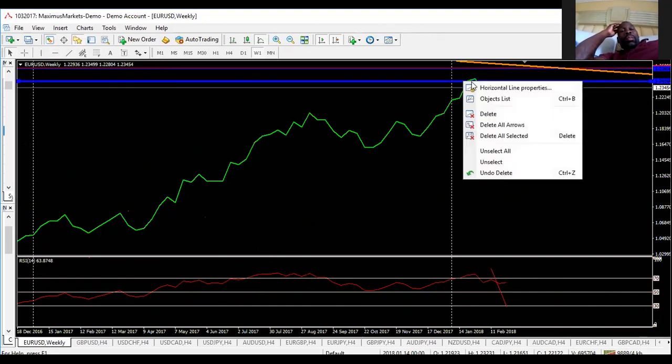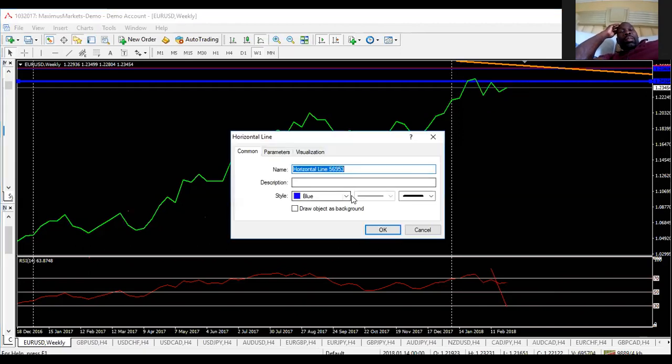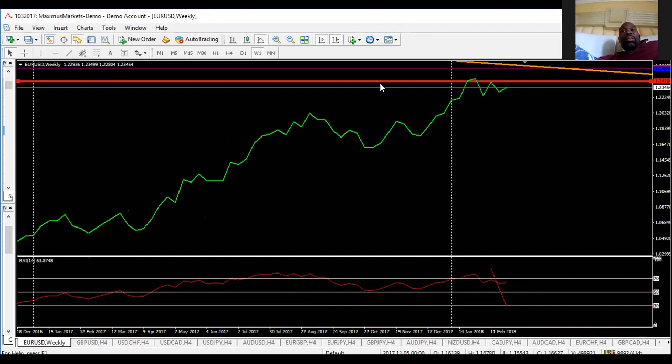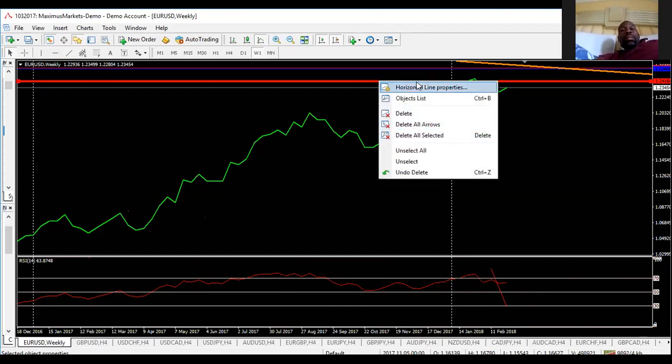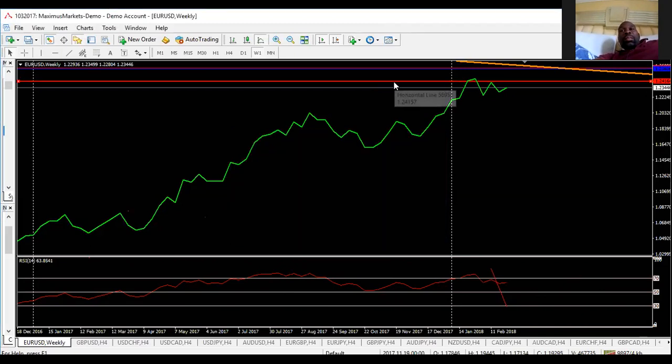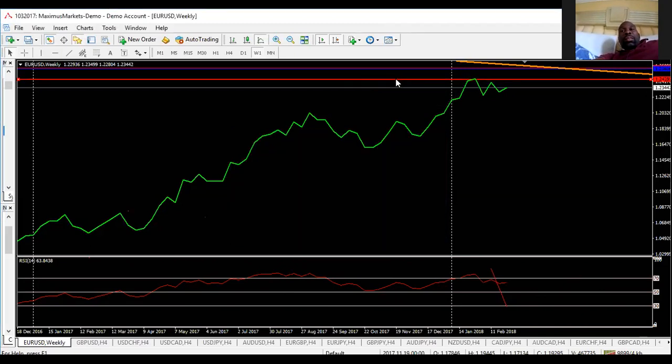First of all, change this horizontal line to red. Please, this is very important. Change it to red. I am changing it to red because I want the weekly, which is stronger, to be in red. I place it at that point, the top. First one. I'll pick again. I'll place at this bottom. Nice one. I'll pick again.